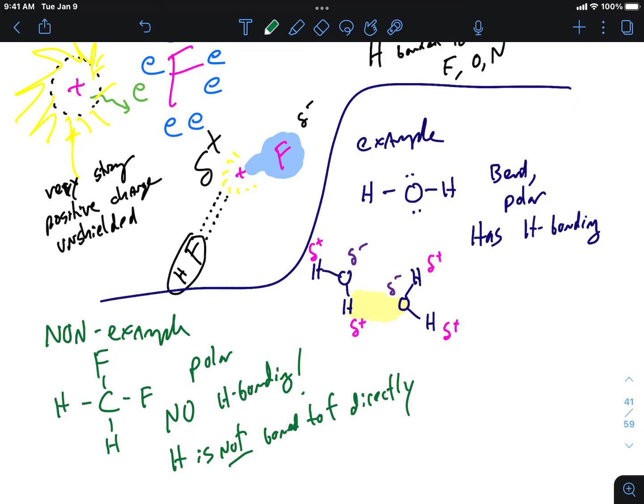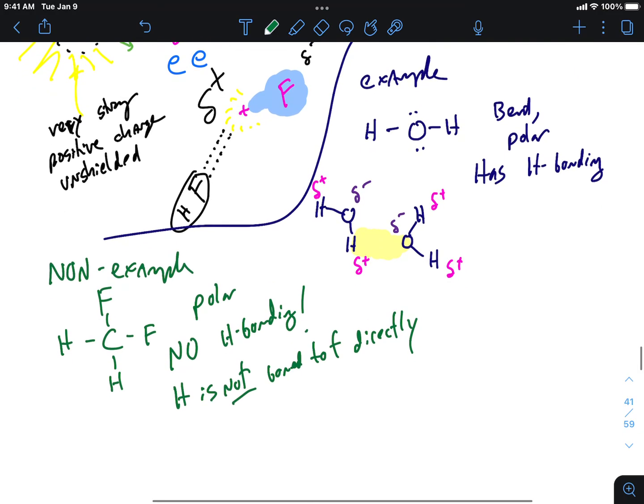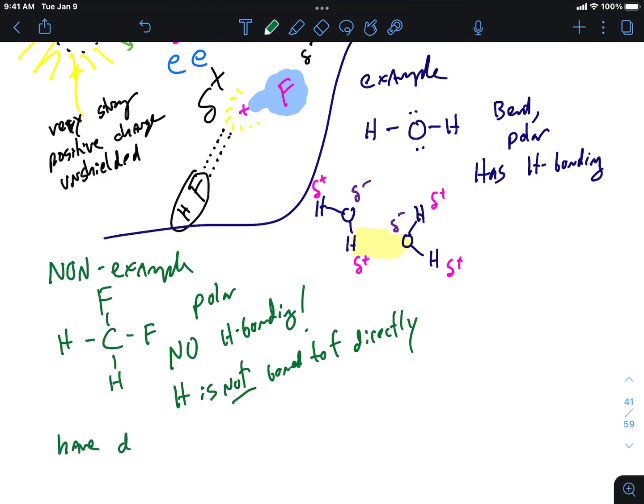Okay. So these molecules, because they're just polar, would have dipole-dipole attractions, which are not as strong as hydrogen bonding. Let me give you another example of hydrogen bonding.